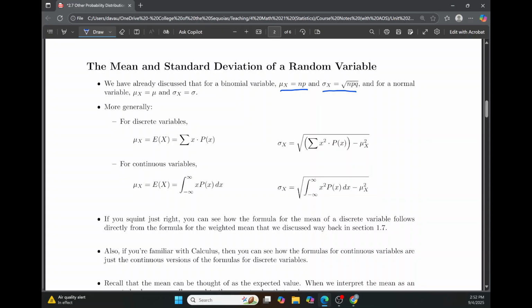We've also discussed that for a normal variable, the mean is going to be mu, and the standard deviation is going to be sigma. There's really nothing surprising about that, right? But we talked about that in 2.6 as well.